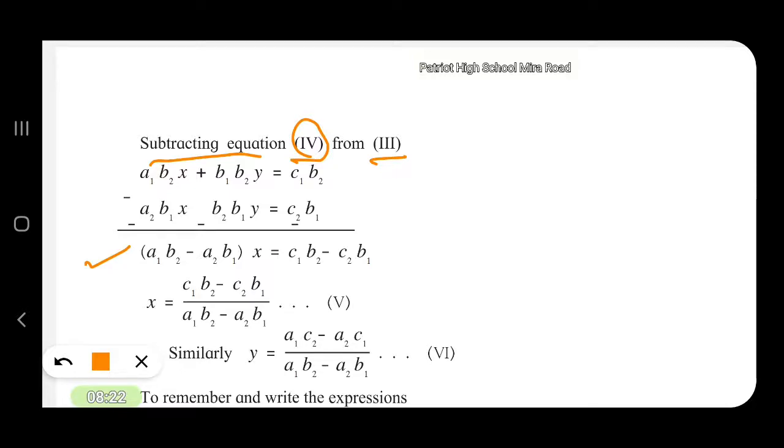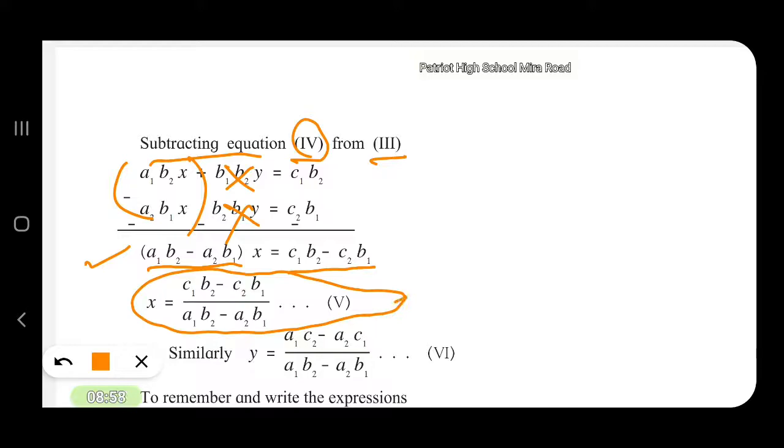Now a1 b2 minus a2 b1 into x, because x is common in this, and this term gets cancelled. Here we get the difference c1 b2 minus c2 b1. Therefore, transferring this to the right hand side, x is equal to c1 b2 minus c2 b1 upon a1 b2 minus a2 b1. This is for x. We get the value of x by solving this way.